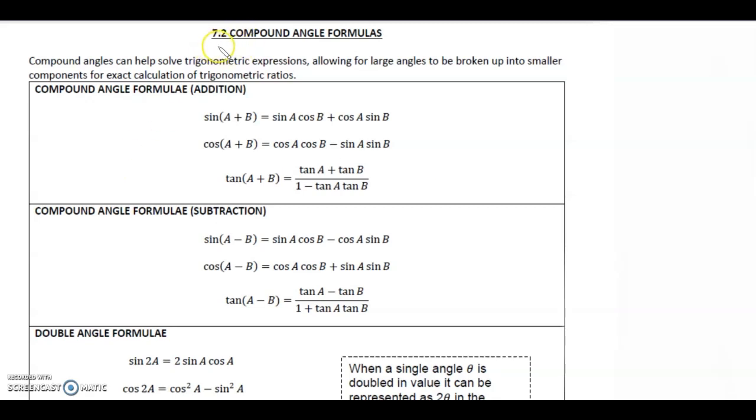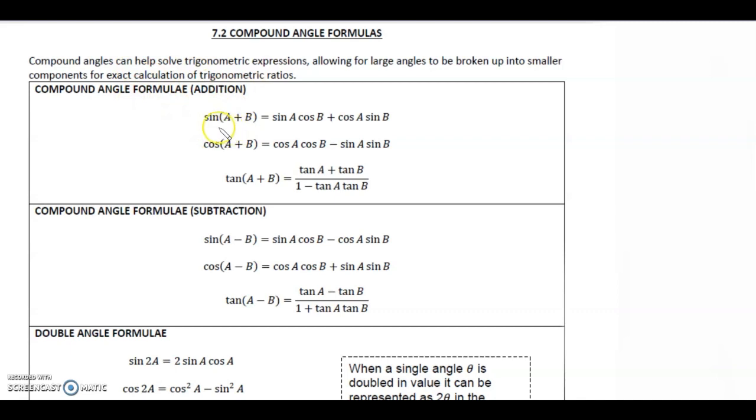Okay, 7.1 angle formulas. Compound angles can help solve trigonometric expressions, allowing for large angles to be broken up into smaller components for exact calculation of trig ratios. Okay, so we have a bunch of compound angle formulas. I'm just going to go over the first three for addition, and then at that point, you guys can take a look at the subtraction and then the other formulas, okay?